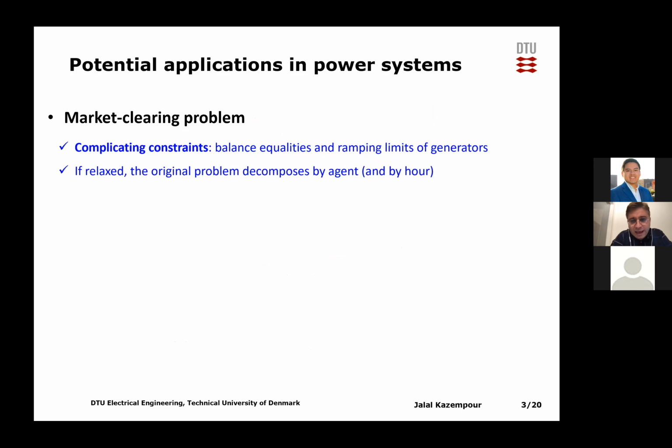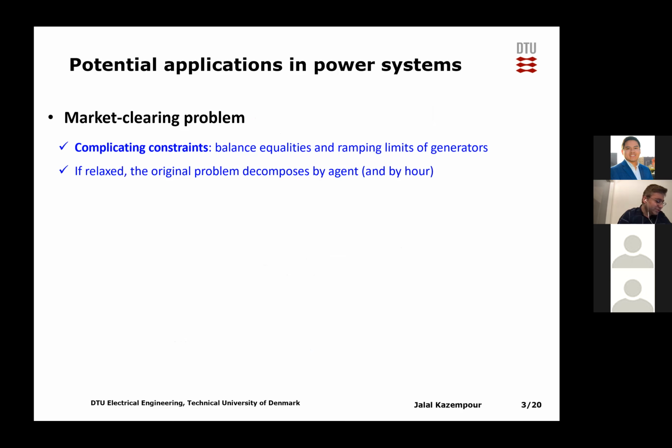So what kind of applications do we have in power systems? Just a few examples. You saw in previous lectures that the power balance equality and the ramping limits are good candidates to be counted as complicating constraints when we clear the market or when we solve the optimal power flow problem, because if we relax them, we can decompose the original problem by agent or even by hour.